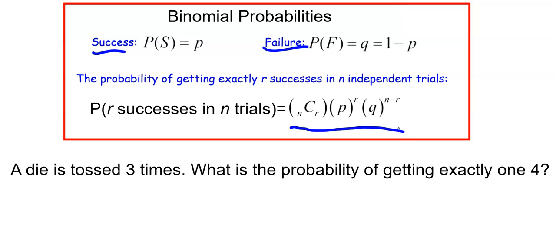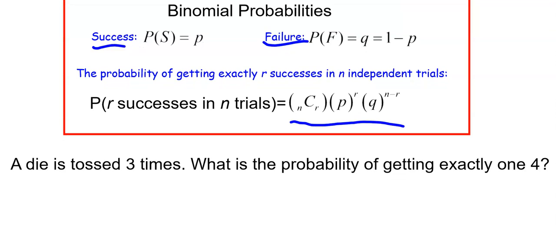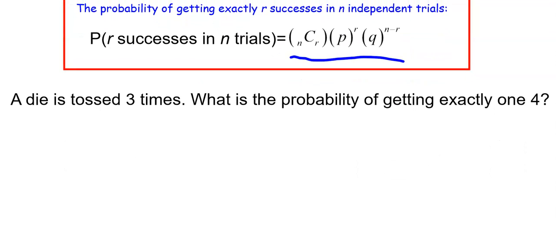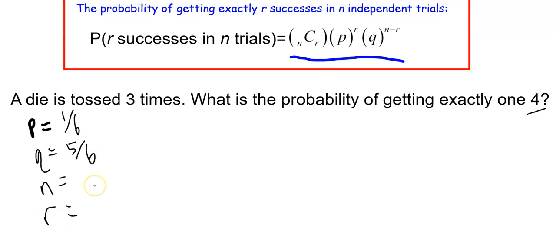So what I recommend is let's do the same problem and just define our variables here. So P, so again, P was probability of success. So success is defined in this case as getting a 4. So probability of success is 1/6. Q is probability of failure, that's 5/6. N is the total number of trials, and R is the number of successes. It says N independent trials, R successes.